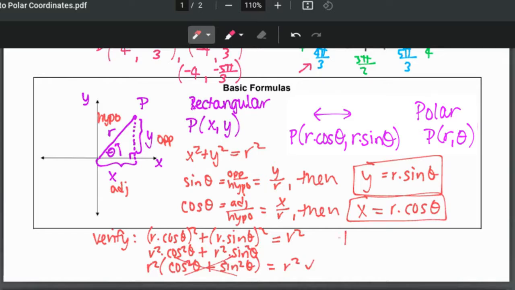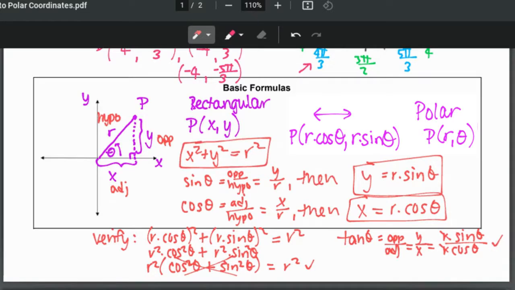Another thing we could verify is that tangent of theta, we know that is opposite over adjacent, which in this case, according to that triangle, is y over x. And we could use our equations from above, r sine theta over r cosine theta, and we know that tangent of theta is sine over cosine. So we're going to use some of these basic formulas to answer some of the questions on the next page.